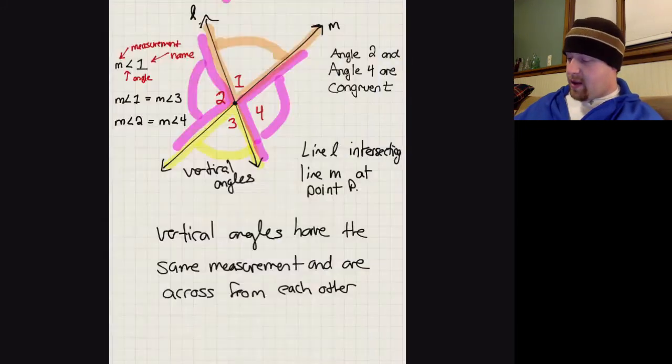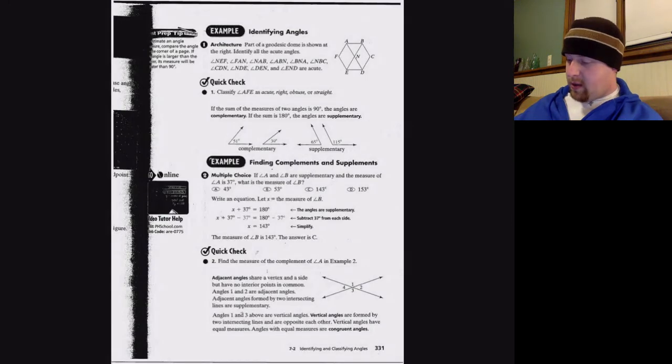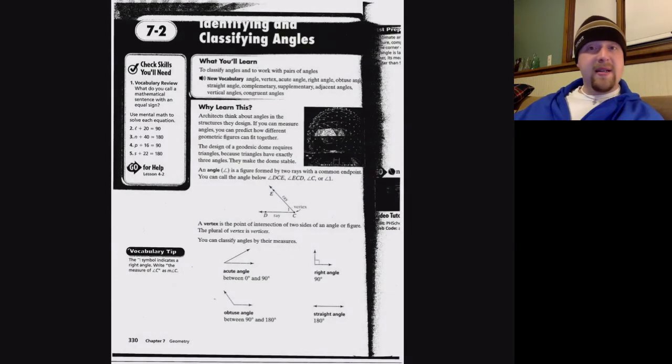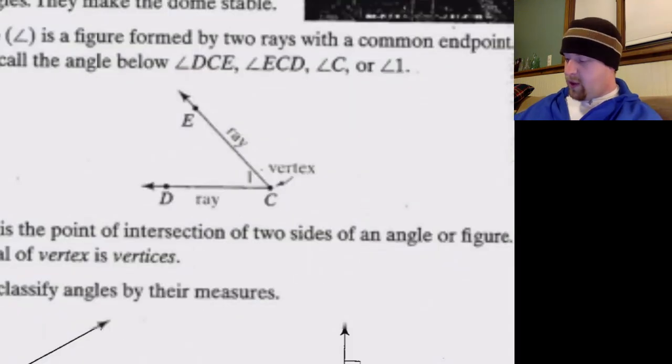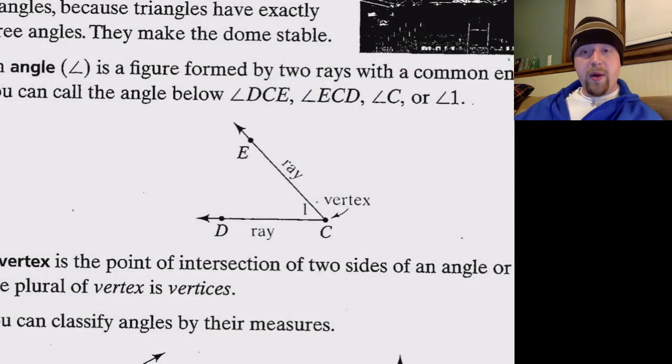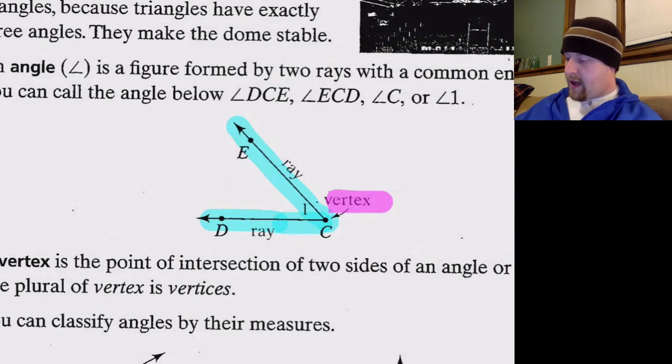Okay, now this is all to help us with understanding the basics of identifying and classifying angles. So, if you look at the examples from our book, we see some of the same things we've been talking about: this angle has a ray here, and a ray here, and a vertex right here.